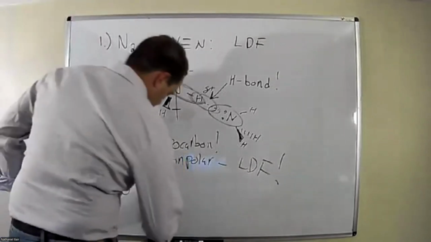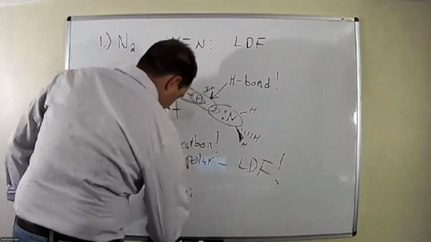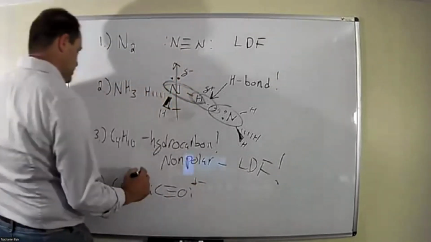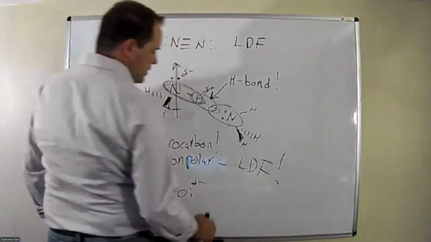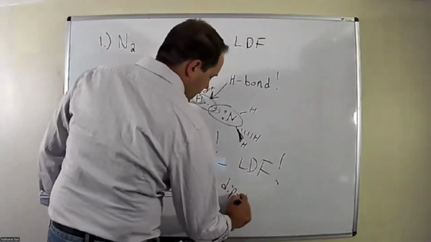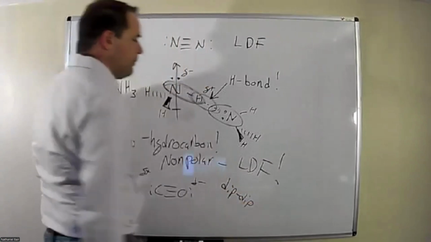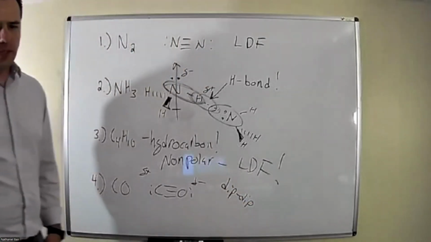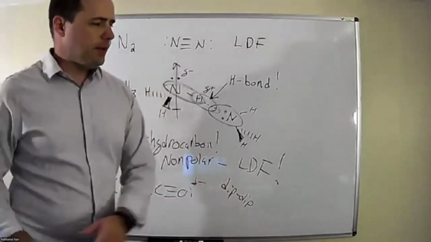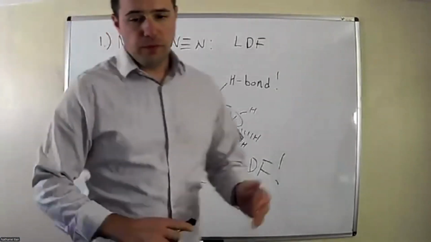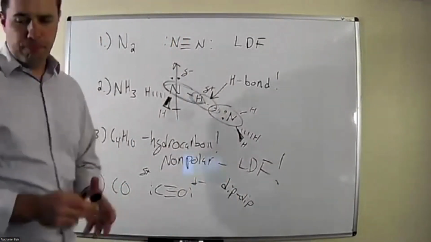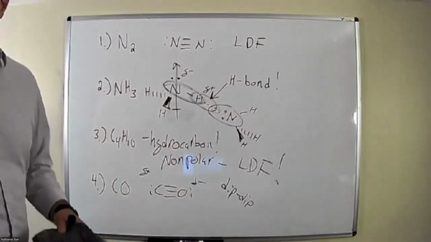CO, we did that one earlier. It's a polar molecule, delta minus on the oxygen, delta plus on the carbon. Since it's polar, it's got dipole-dipole, and it can also have LDF, but dipole-dipole is the strongest intermolecular force available. How'd we do on that? Hopefully all right.